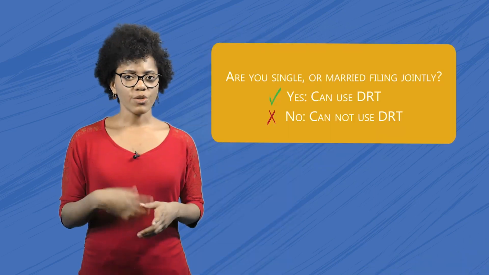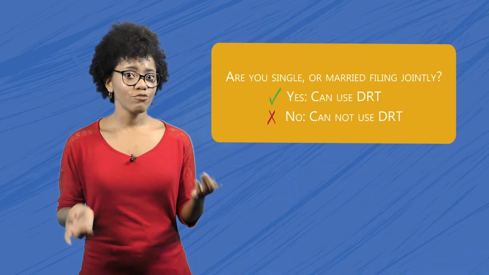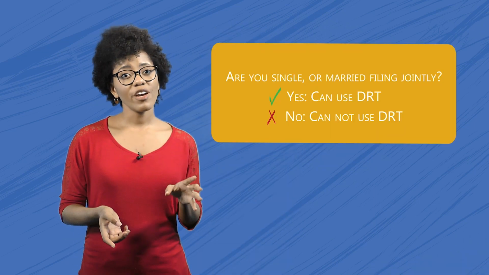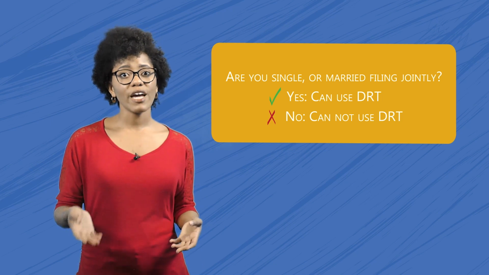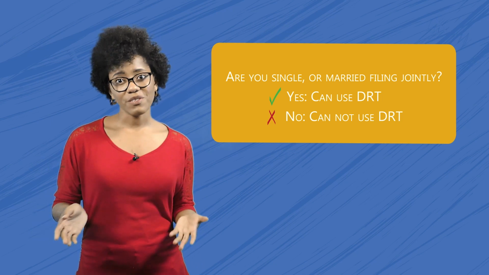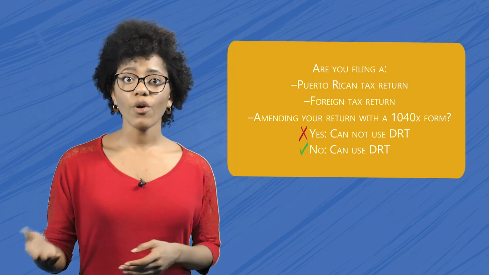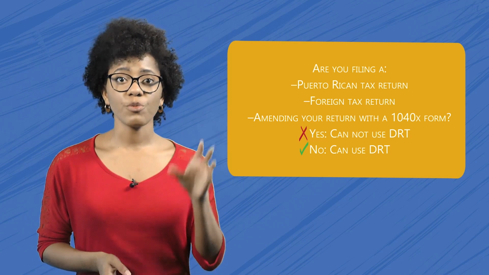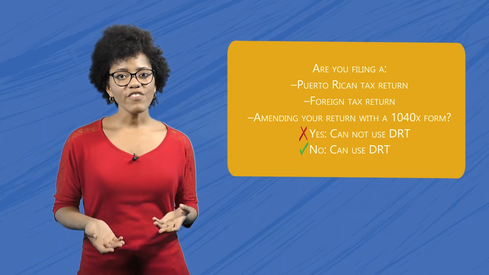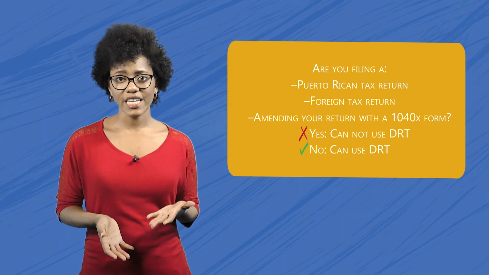Sorry. The next question is about your filing status. Are you single or married filing jointly? You can use the DRT. If you're married but filing separately from your spouse or filing as a head of household, you can't use the DRT. The last question is about what kind of return you file. Are you filing a Puerto Rican tax return, a foreign tax return, or amending your tax return with the 1040X form? If any of these apply to you, you can't use the DRT.